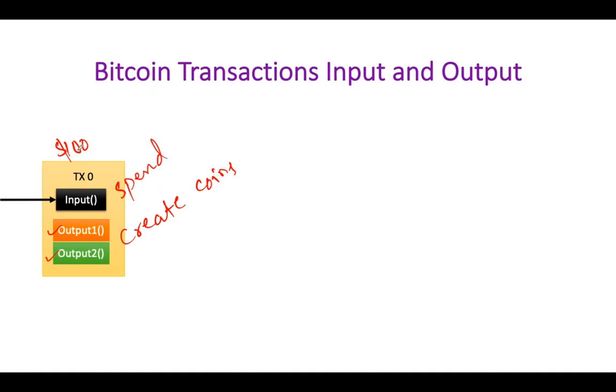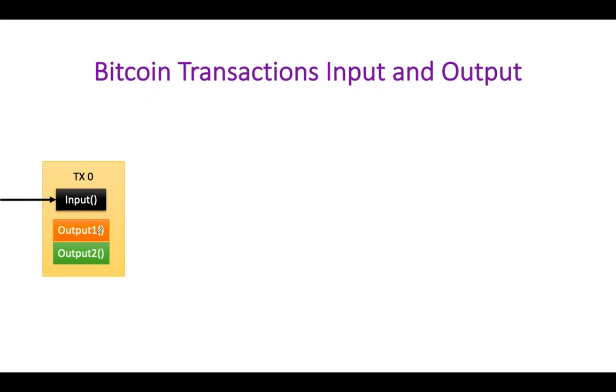So for these 100 Bitcoins, 40 coins can be created in one output and then 60 coins will be created in another output, creating the Bitcoins. After that, the user can try to spend these coins. Maybe they can send or transfer these to other users. When they are trying to send these coins to other users, we call that the input. That is spending.